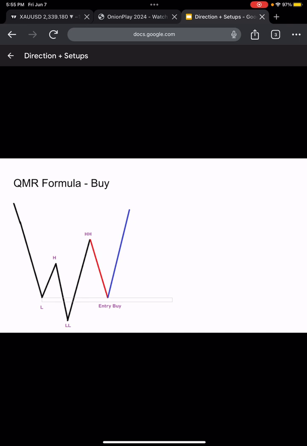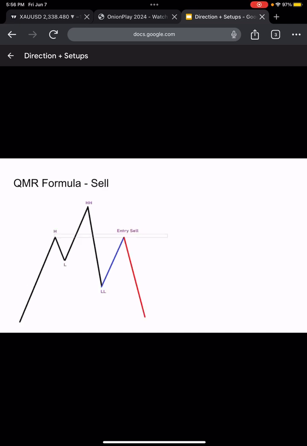So QMR for buy is you have a low, a high, a lower low, and a higher high. It's a reversal pattern, right? So basically it's a shift of structure. If you want to look at it as a shift of structure, that's what it is. Usually you find them at key levels like monthly, weekly, daily, and 4-hour fresh levels. So I'll just show you what that looks like. QMR sell. This is just to get familiar with the structure of what it looks like.